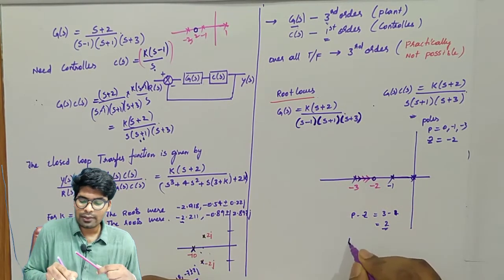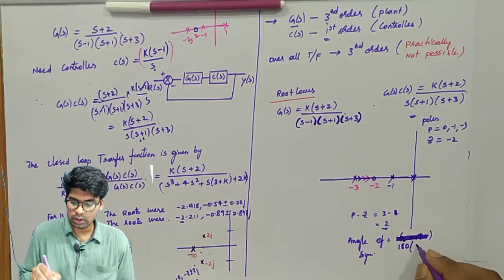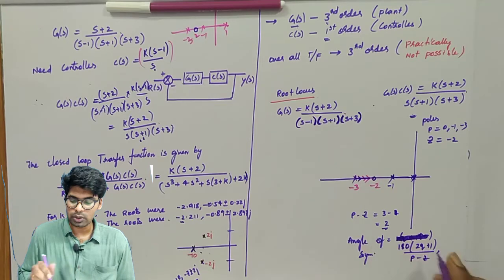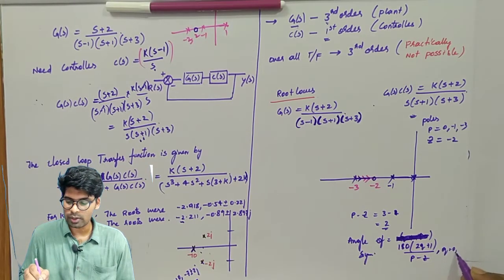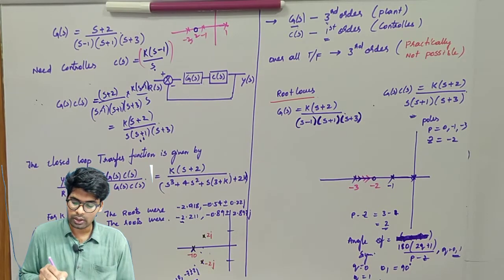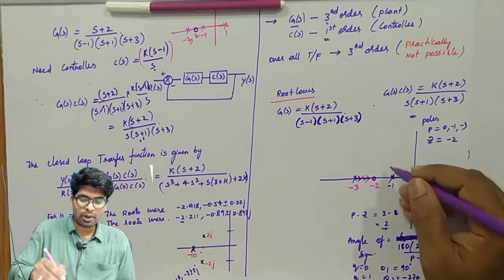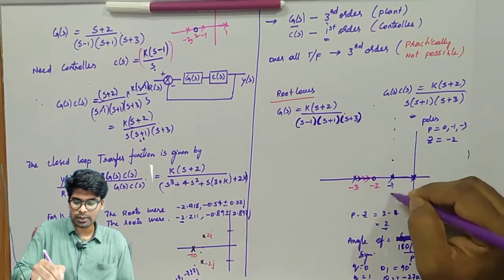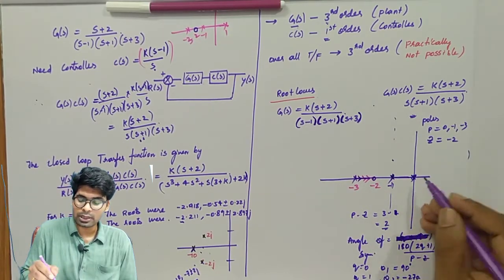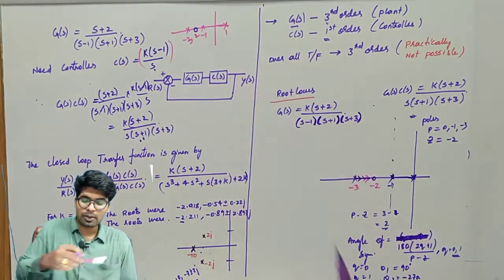The angle of asymptotes is 180 into (2q plus 1) by (p minus z). Here p minus z equals 2, so we have q equal to 0, 1. For q equal to 0, you have theta 1 equal to 90 degrees, and for q equal to 1, you have theta 2 equal to 270 degrees. So the asymptotes will be like this, starting from these two poles.